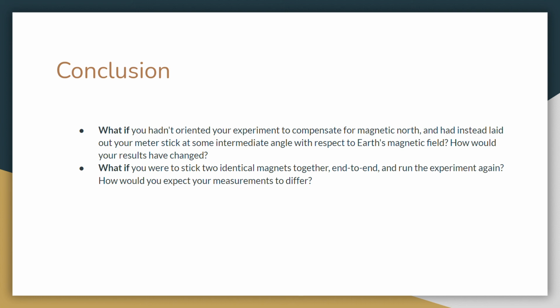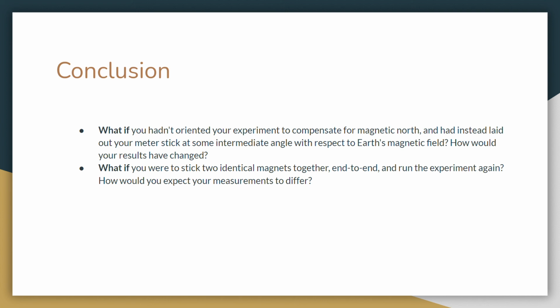If I hadn't compensated for that, it would have made my results very inaccurate, because then I wouldn't know what portion of the net magnetic field is from the Earth's magnetic field and what part of it is from the magnetic field of the magnet.